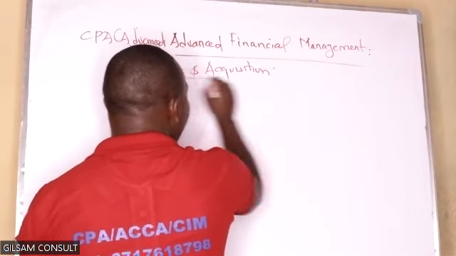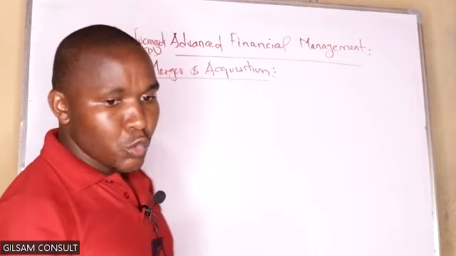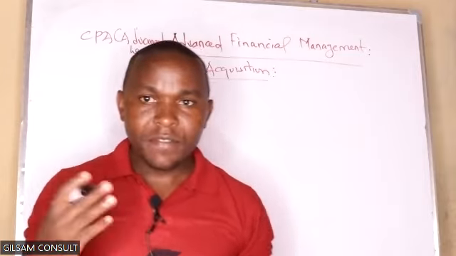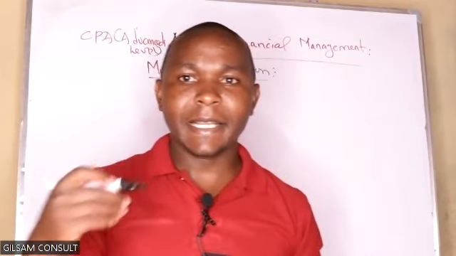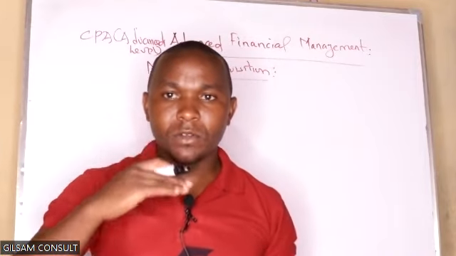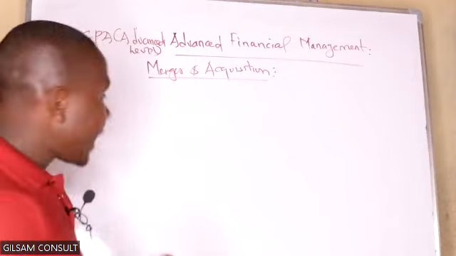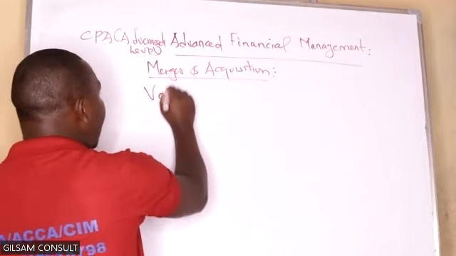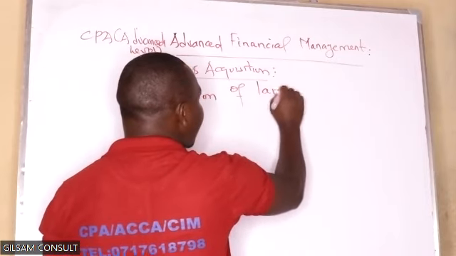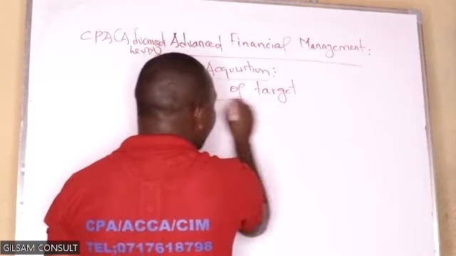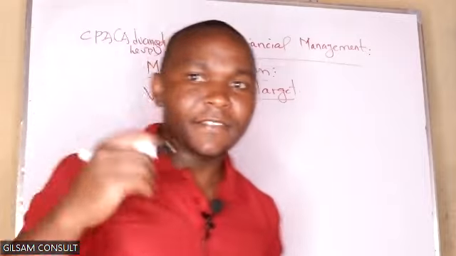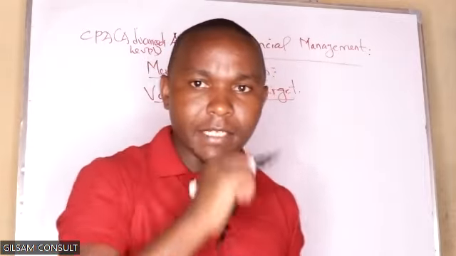So before you merge two companies or buy another company, you must do what is called valuation. Valuation is a process of determining the market value of a company. So we have to do a valuation of the target company. A target company is the company we are purchasing, so we need to identify the exact market value of that company.